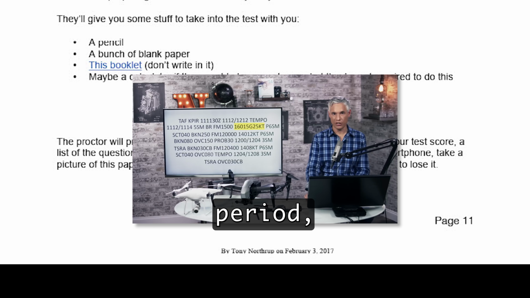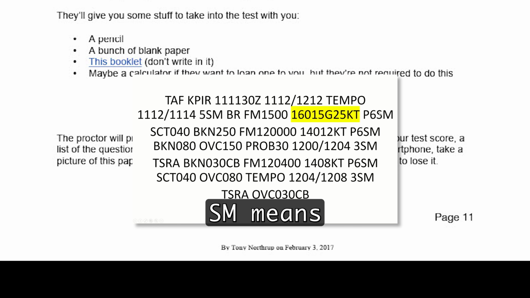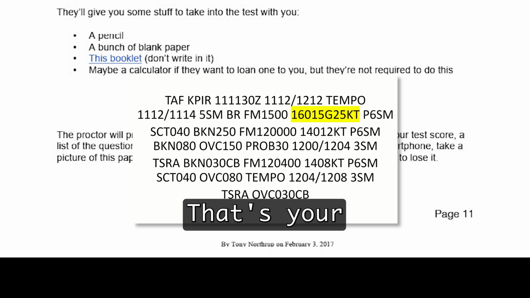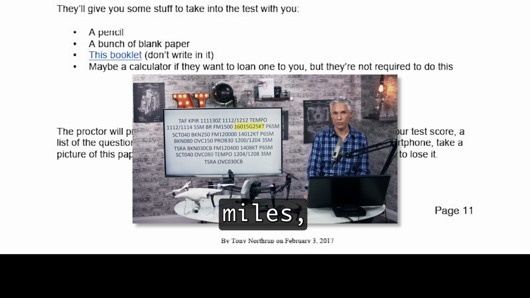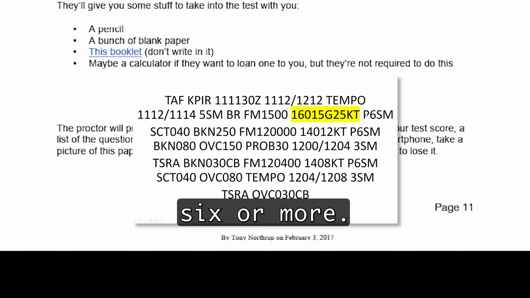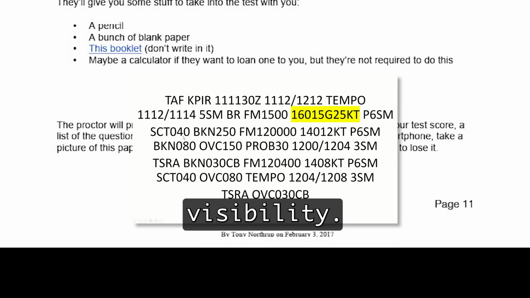And during this time period, SM, remember SM means statute miles. It's a measurement of distance. That's your visibility. So 6 statute miles, they just put a P if it's 6 or more. That means you have great visibility.